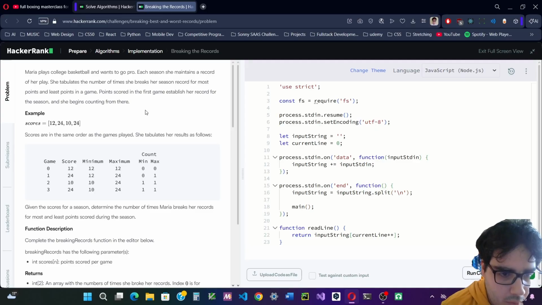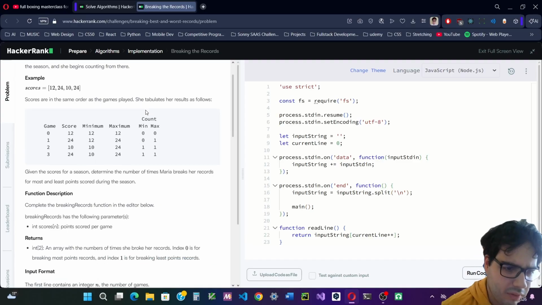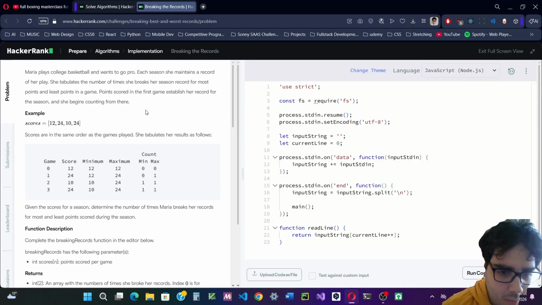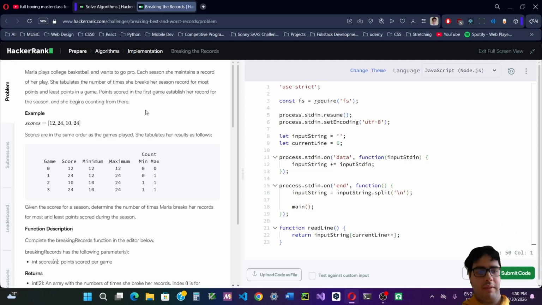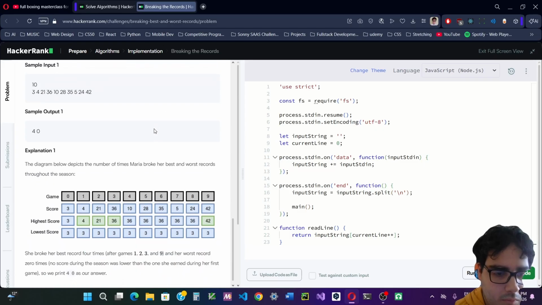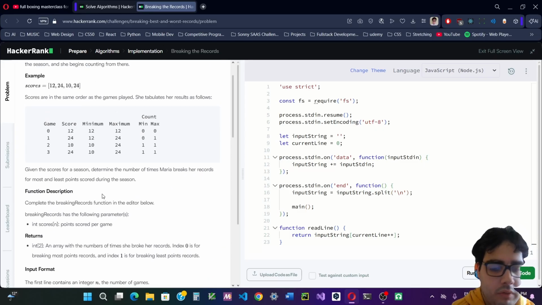Score 12, minimum 12, maximum 12. Score 24, minimum 12, maximum 24. Score 10, minimum 10, maximum 24. Score 24, minimum 10, maximum 24. Given the scores for a season, determine the number of times Maria breaks her records for most and least points scored during the season.